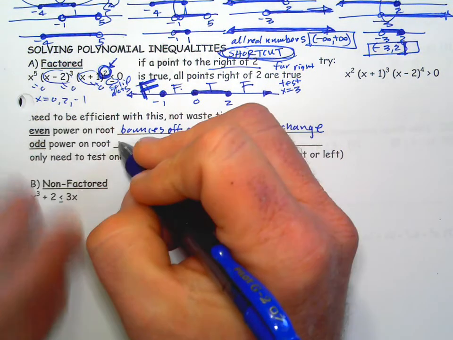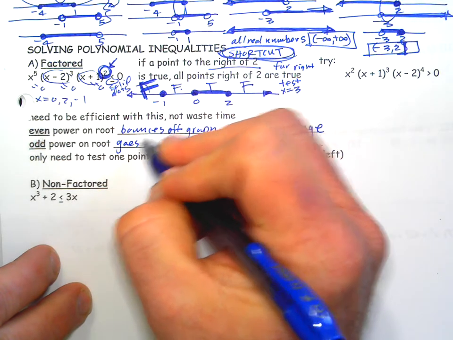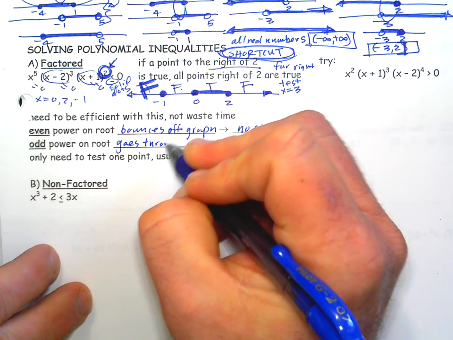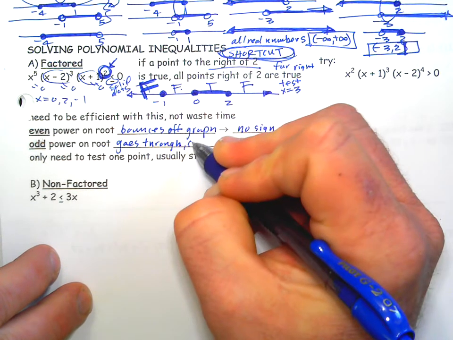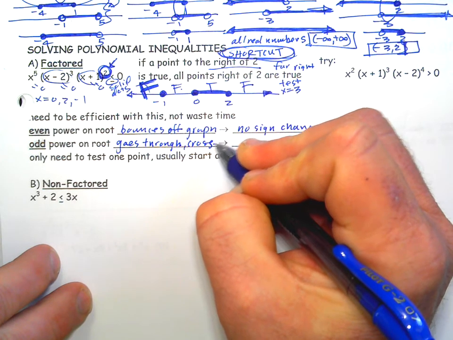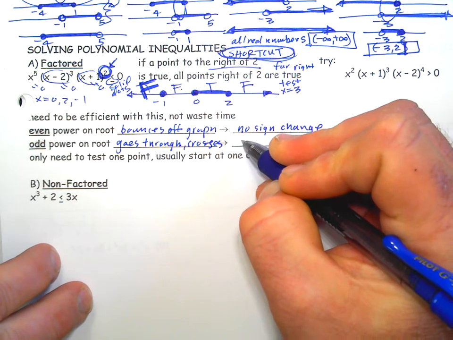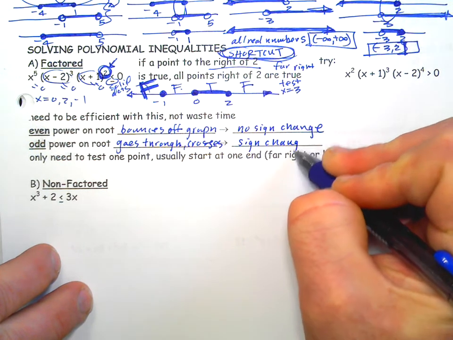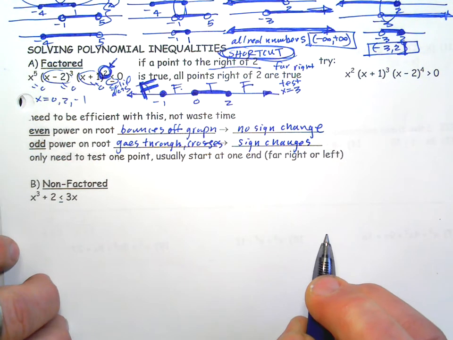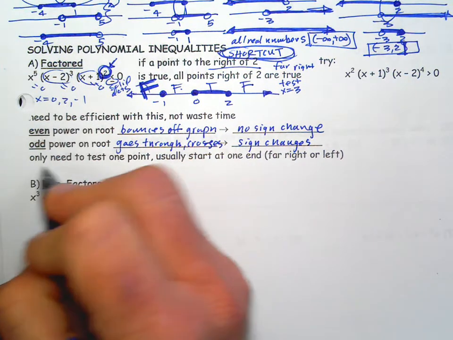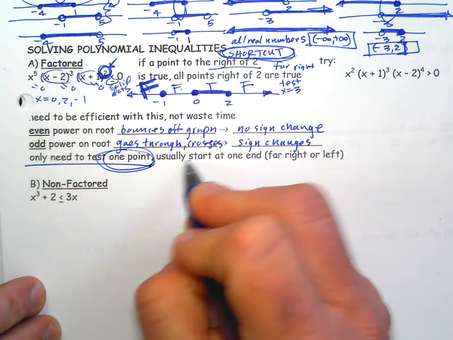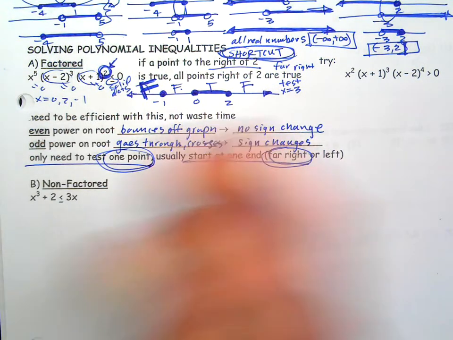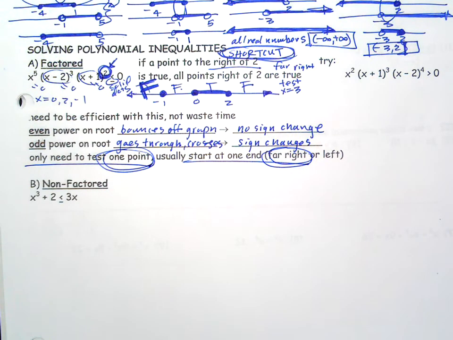If it has an odd power, it goes through the x-axis, it crosses it, and then the function does change sign, and the inequality changes. But we only need to test one point, and I usually go far right. I would usually do one far edge or the other, but I'd usually go far right.